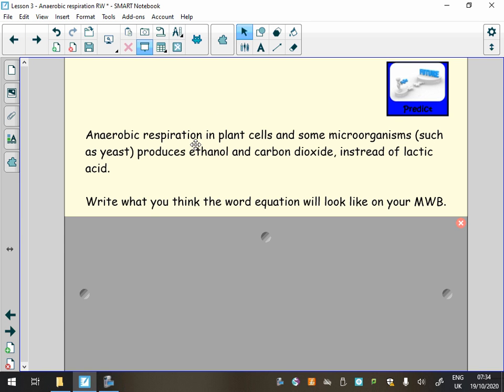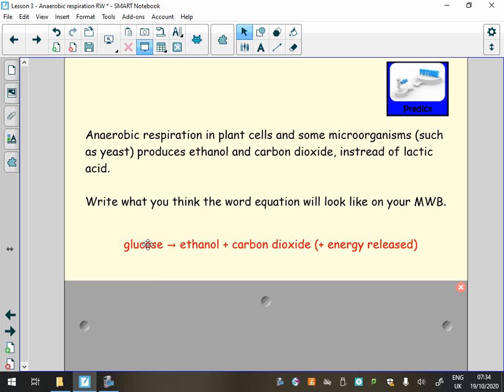So anaerobic respiration in plant cells and some microorganisms such as yeast produces ethanol and carbon dioxide instead of lactic acid. So write down what you think a word equation would look like. Remember, you put your reactants on one side and you draw an arrow, and then you put your products on the other. If you're not 100% sure, here is the answer here. So glucose breaks down, glucose is just a fancy word for sugar, isn't it? It breaks down into ethanol and carbon dioxide, and we get some energy released as well.